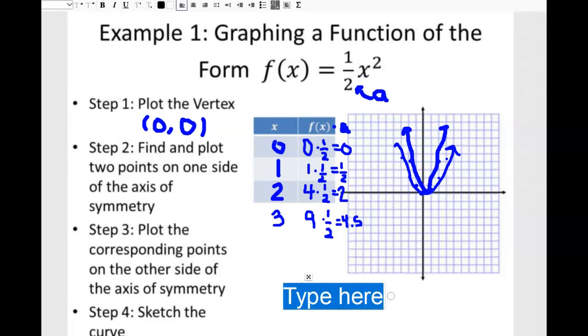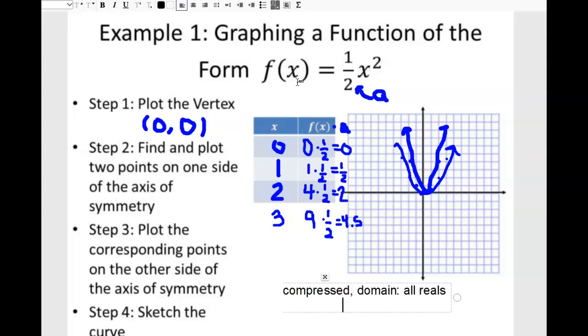Anybody want to guess what the domain of this graph is? So it's compressed. What's my domain? What do you know about when a graph has arrows on it? Yeah, it's all reals. It's going in infinite directions.